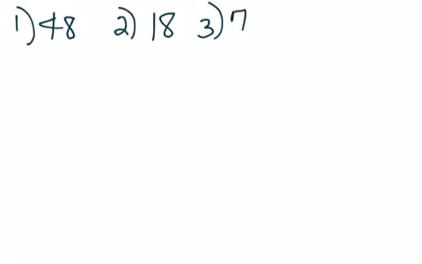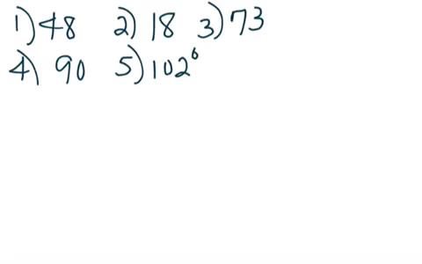To help you check your answers, if you will look at 5.3 homework, the correct answer to number 1 is 48 degrees. Number 2 is 18 degrees. Number 3 is 73 degrees. Number 4 is 90 degrees. Number 5 is 102 degrees. And number 6 is 60 degrees.